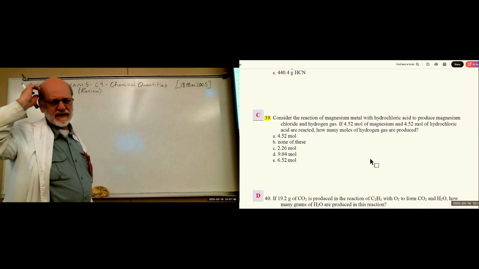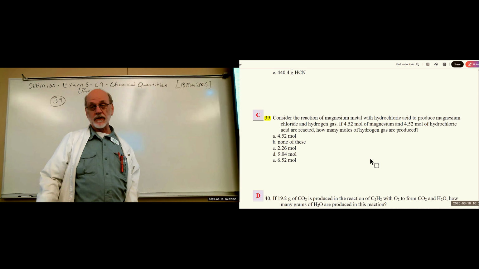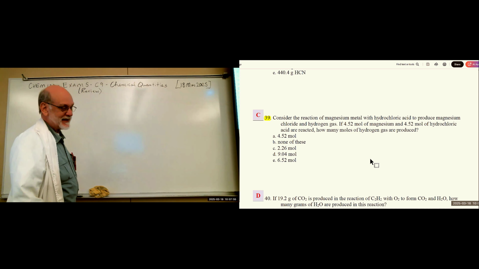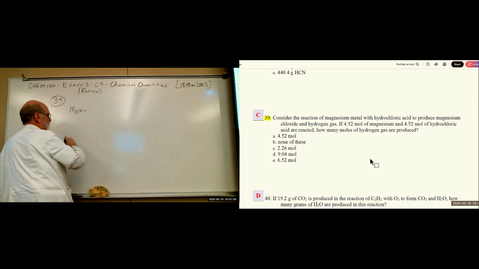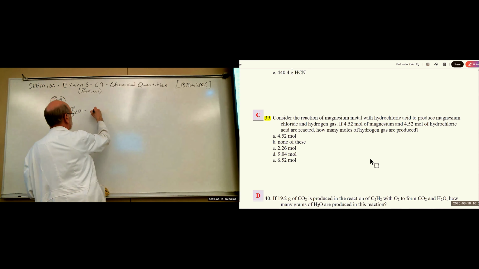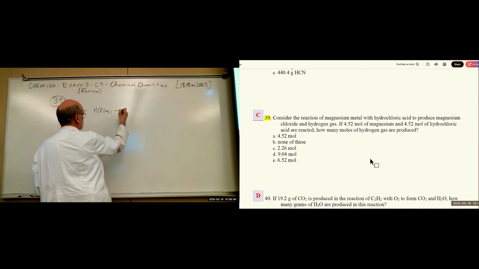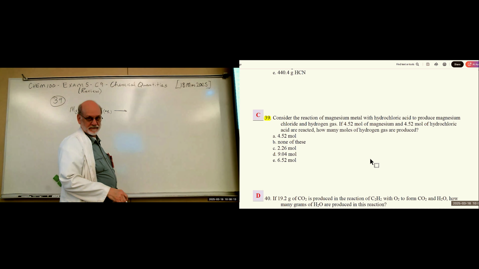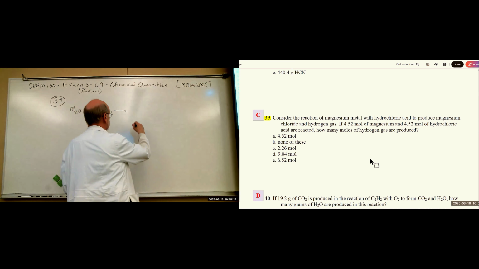Number 39. Consider the reaction of magnesium metal with hydrochloric acid to produce magnesium chloride and hydrogen gas. All right, first thing you have to do is write the compounds and balance the equation. So magnesium metal reacts with hydrochloric acid, which would be HCl in aqueous solution, to produce magnesium chloride, right? Yes, and hydrogen gas.